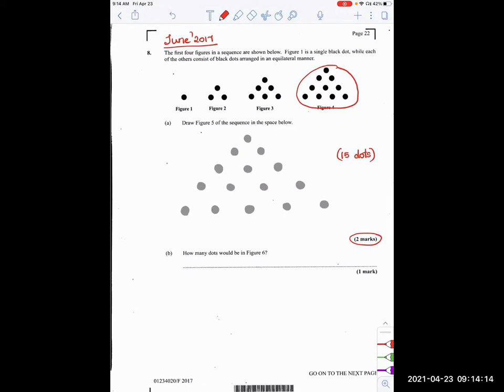How many dots would there be in figure 6? Well, we could just add. If you do that, you need to erase it because that will be counted as part of your answer. So 15, 16, 17, 18, 19, 20, 21. So we have 21 dots. Did you all get that? Yes, miss.